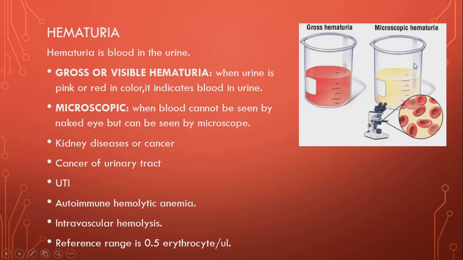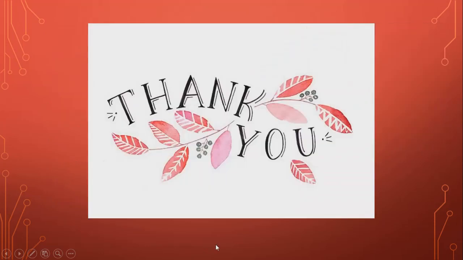While microscopic hematuria, normally looking at it, the color of the urine is normal, and you can't see any RBCs in the urine. Yet in microscope, the RBCs can be detected or blood can be detected, and hence it's termed as microscopic. So some of the causes of the hematuria include kidney diseases or cancers, cancers of the urinary tract, infections, autoimmune hemolytic anemia, intravascular hemolysis, and the reference range is 0.5 erythrocytes per microliter.